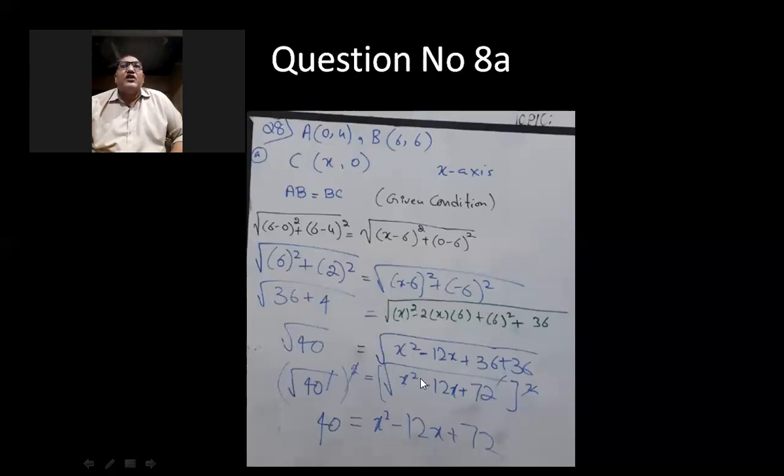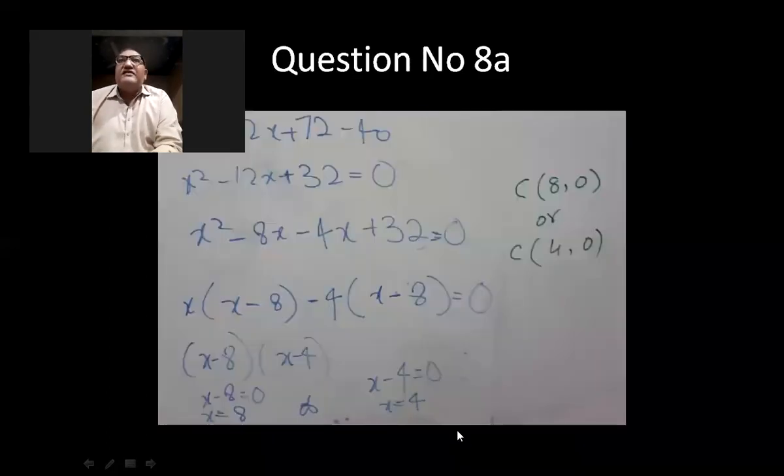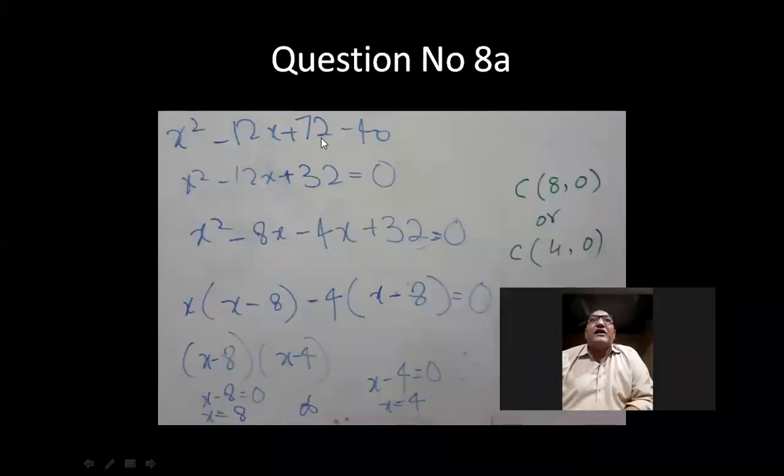So we will square both the sides, and when you square here, the square root and the square will cancel. You're left with 40 only. When you take the square of this side, the square and the square root will cancel. You are left with x square minus 12x plus 72. So now you have x square minus 12x plus 72 minus 40 equals 0. I just forgot to write here equals 0. So x square minus 12x plus 32 is equal to 0.